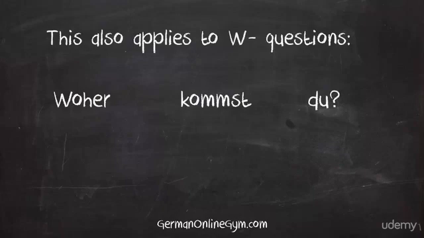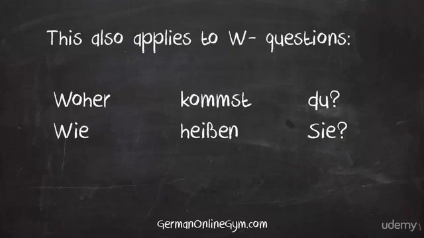Woher kommst du? Where do you come from? Wie heißen Sie? How are you called? Or what's your name? Wo wohnt er? Where does he live? As you can see, in all three sentences, the verb is in the second position.